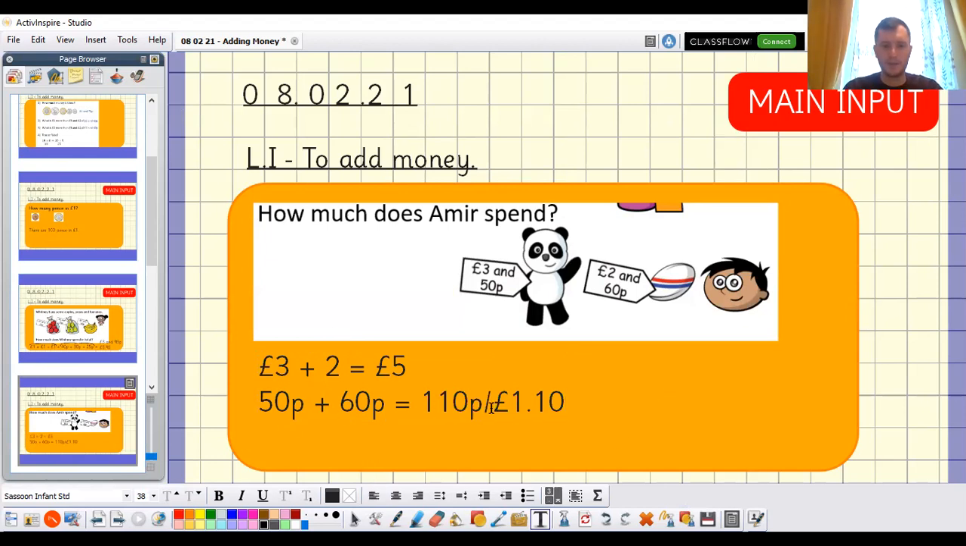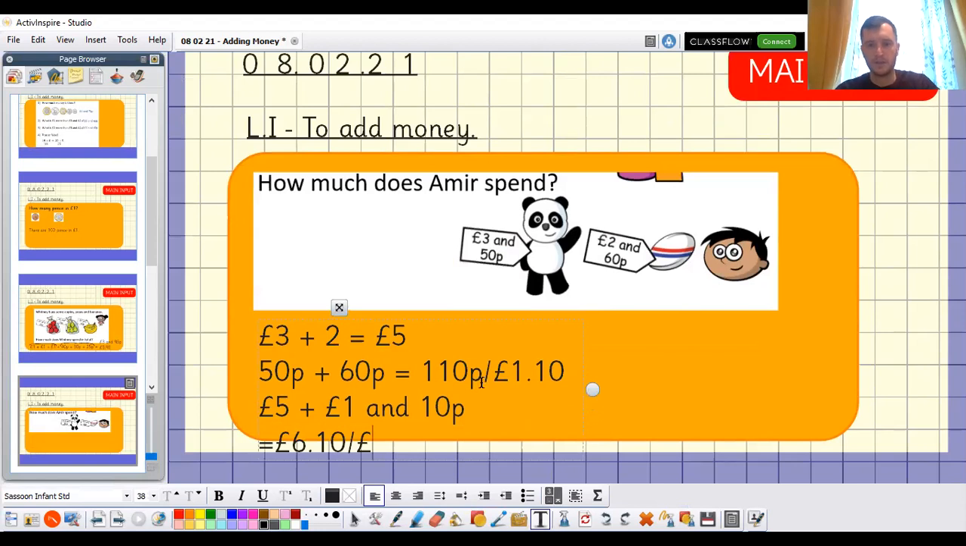Now I've got to add those two. So I have £5, not dollars, £5, and I'm adding £1, I show like this, and 10 pence. So £5 plus £1 is £6, and plus the extra 10 pence is £6.10, or I can show it as £6 and 10 pence like that.